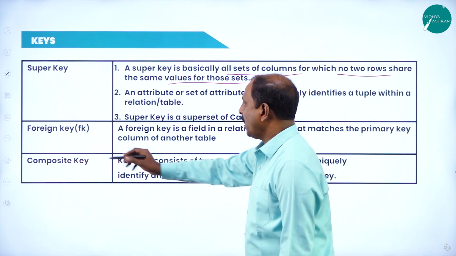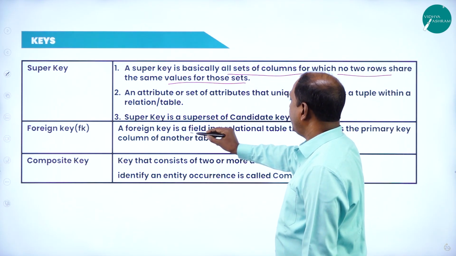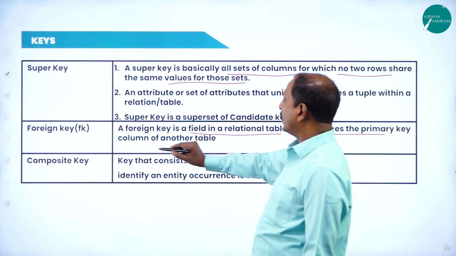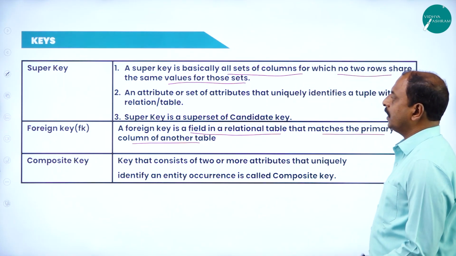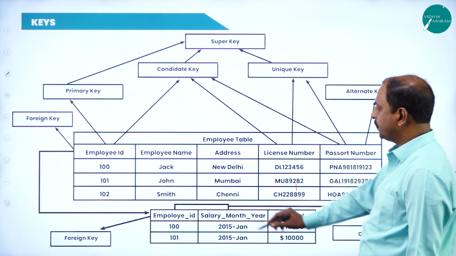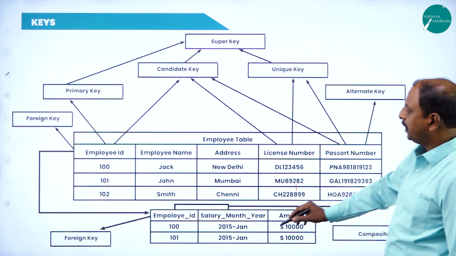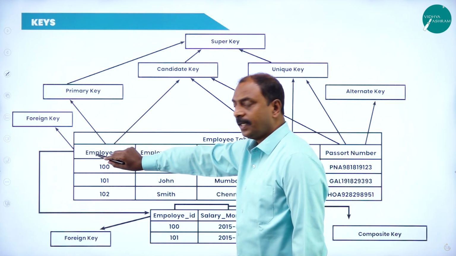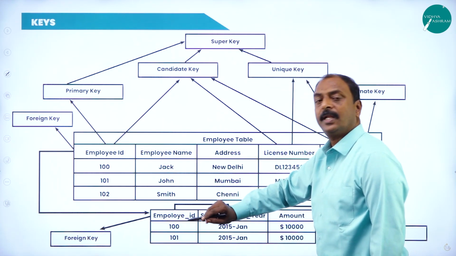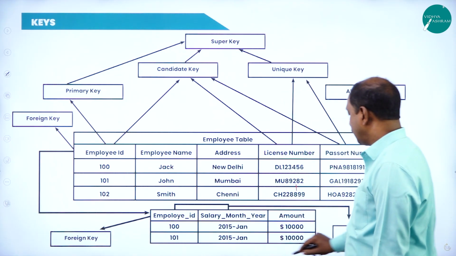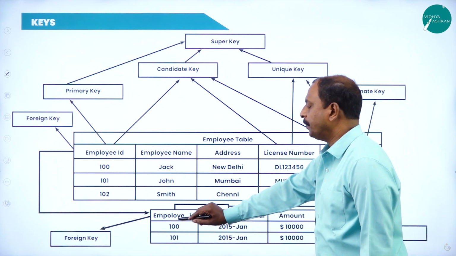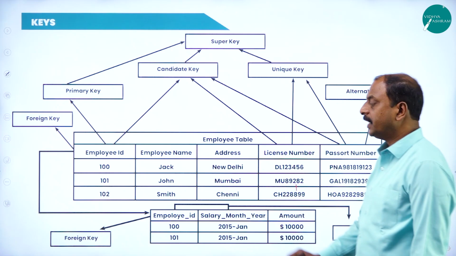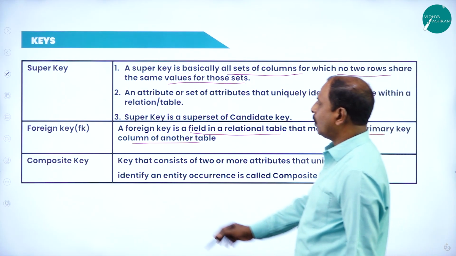Next one is foreign key. What is a foreign key? It is a field in a relational database or table that matches the primary key column of another table. In the diagram, if you observe, this is another table and here employee ID is here, this is also employee ID. So the primary key of one table is the foreign key of another table. We are identifying the table with reference to employee ID. That is the relationship between these two tables. That is foreign key.